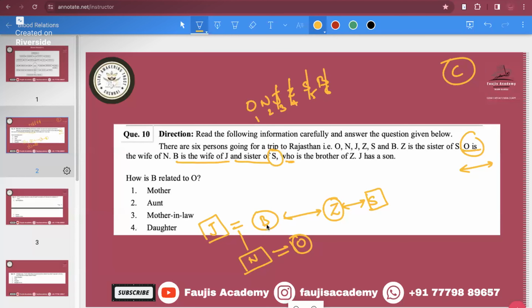Okay. So how is O related to B? Just imagine you are a girl, for the sake of imagination. O's husband is N, and N's mother is B. Who will that be? She will be the mother-in-law, right, guys?